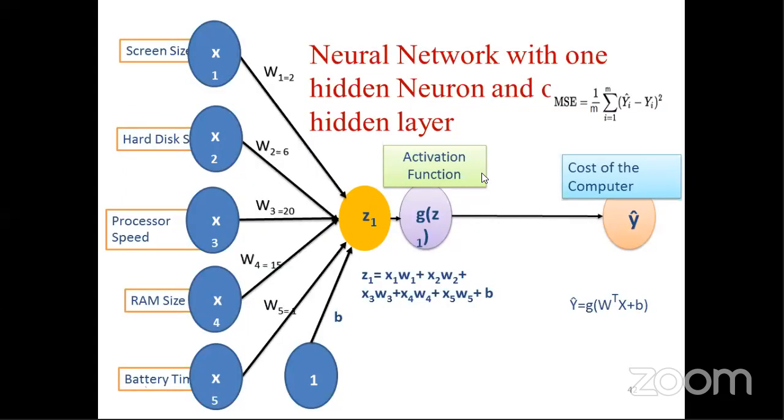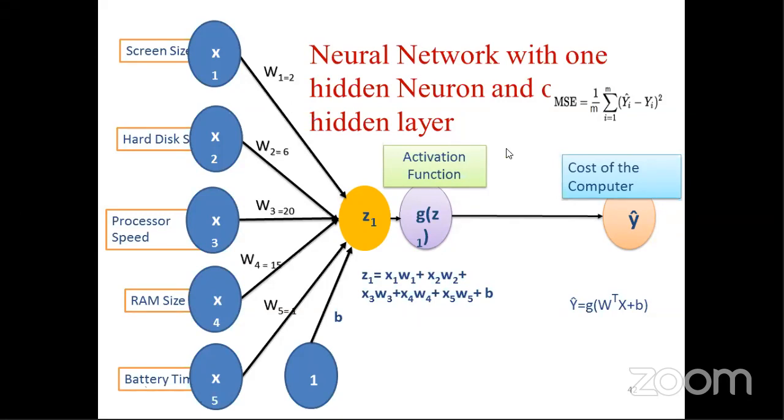Now I'm showing you another beautiful example. You wanted to calculate the price of a computer, or the significance of a computer, whether it is significant or not. Then what factors will you see? These are all the inputs. X1 is the screen size. You are giving it weight 1.